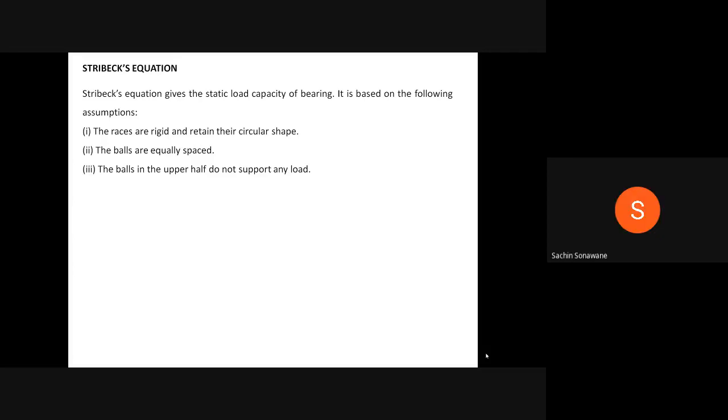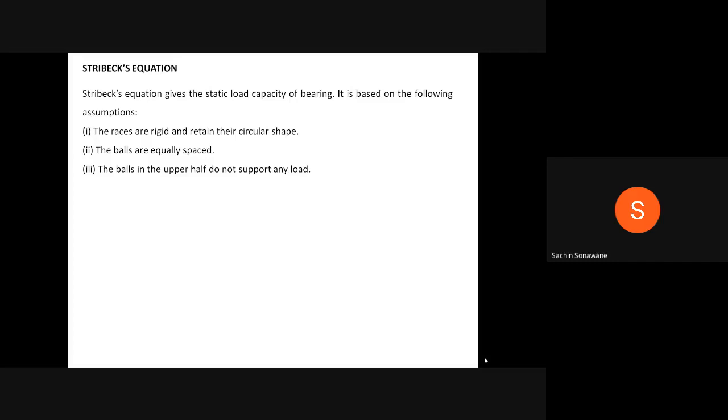Good morning. In the last lecture, we started the chapter on rolling contact bearings and covered the different types of rolling contact bearings, how to select a bearing, and the static load carrying capacity. We also saw their applications and how they carry different types of loads, that is radial load and axial load.